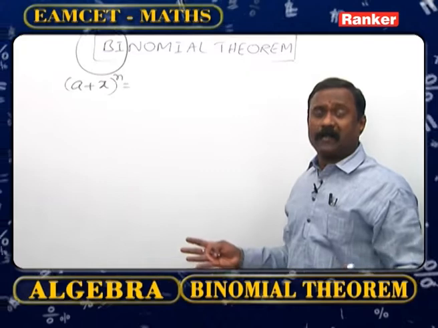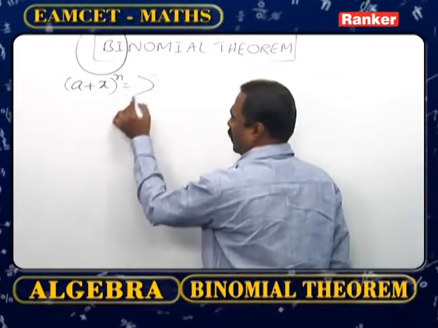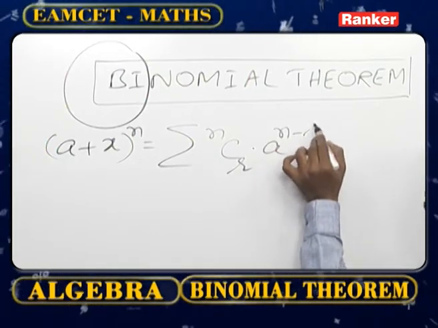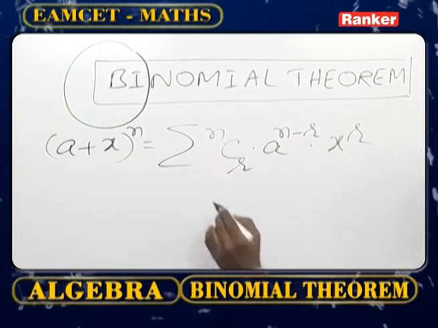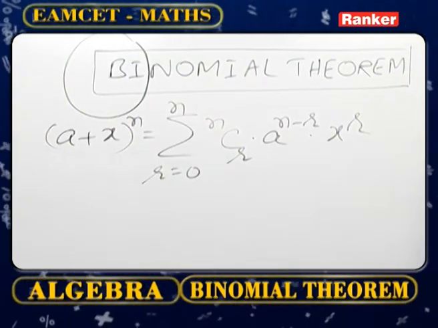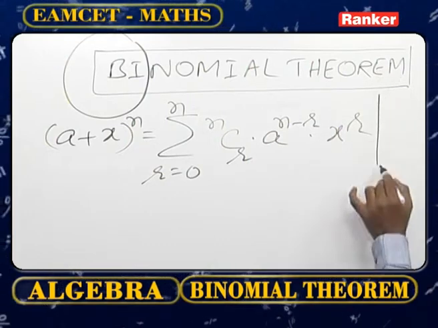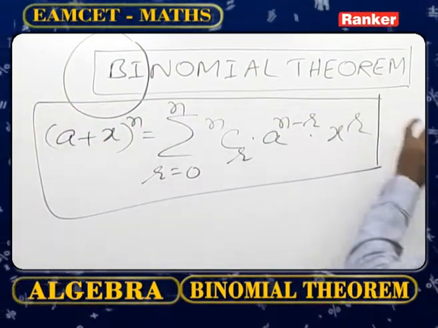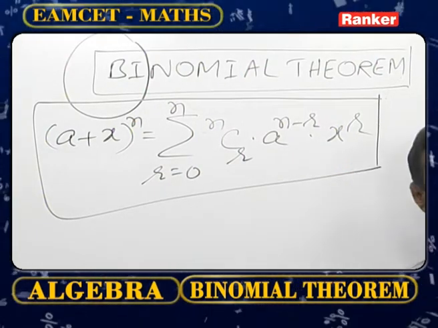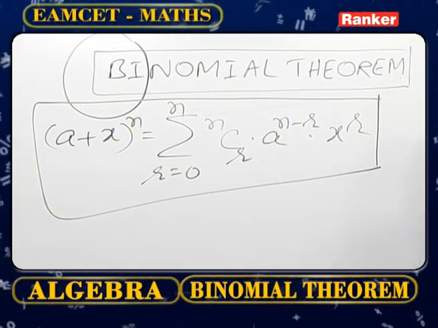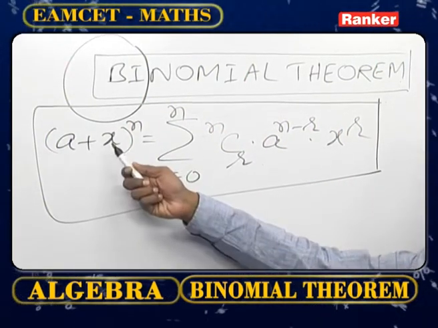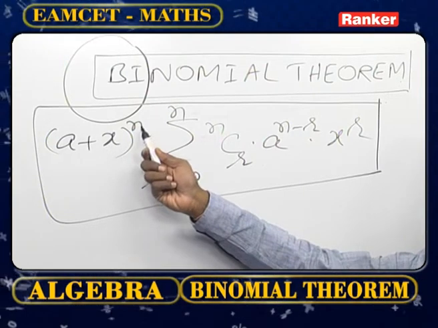I don't want to write the expansion because you all know that, and I want to write the general term here: nCr into a power n minus r into x power r, and r runs from 0 to n. This is the general term in the binomial expansion. So from this general term, we can find out whatever term you need in this expansion, and understand the number of terms in this expansion will always be the power plus 1.